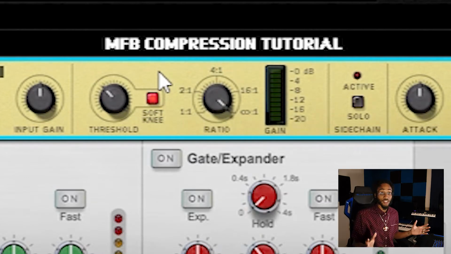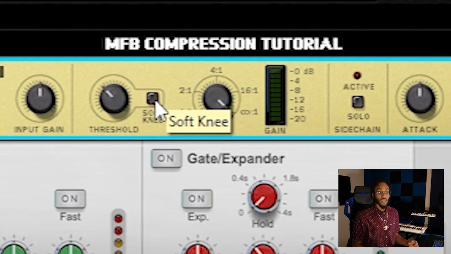I didn't understand what a knee was for a very long time, but after I understood what it was, it made using compression so much easier and so much more effective. A hard knee is going to create a sort of feeling that the compression is happening almost instantaneously. So as soon as it reaches that threshold, the compression is going to sound like it's happening right then and there.